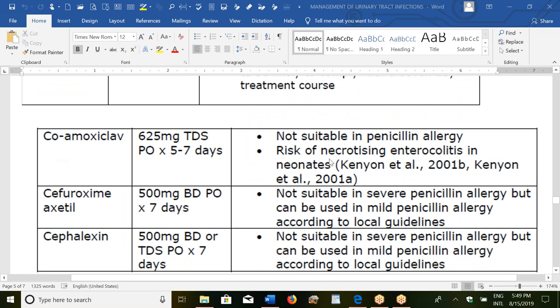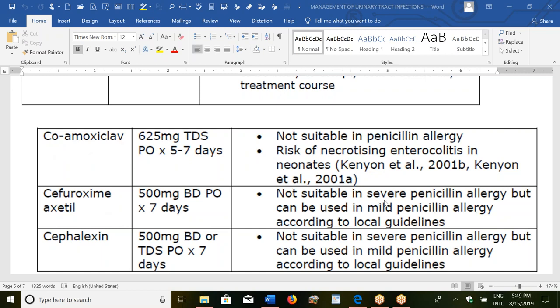Co-amoxiclav or augmentin, this is not suitable in penicillin allergy. Then there is the risk of necrotizing enterocolitis in neonates. So you have to see that delivery is not imminent, and then if the patient can tolerate other drugs, you don't have to give amoxiclav.